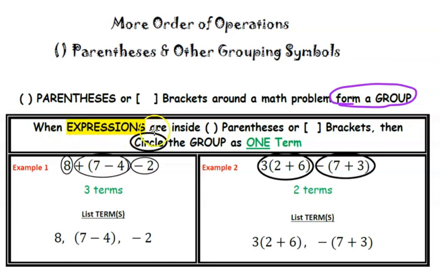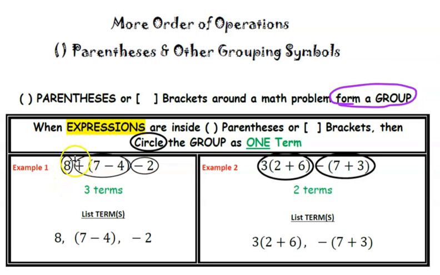So when expressions are inside parentheses or brackets, then circle the group as one term, as a single term. We talked about in our previous lesson that terms are separated by pluses and minuses. But when pluses and minuses are inside parentheses, they are terms inside those, but they're not going to be circled separately. It's going to be one group, and we'll practice doing that so you get used to seeing it as a group. So our first two examples show you what I mean.